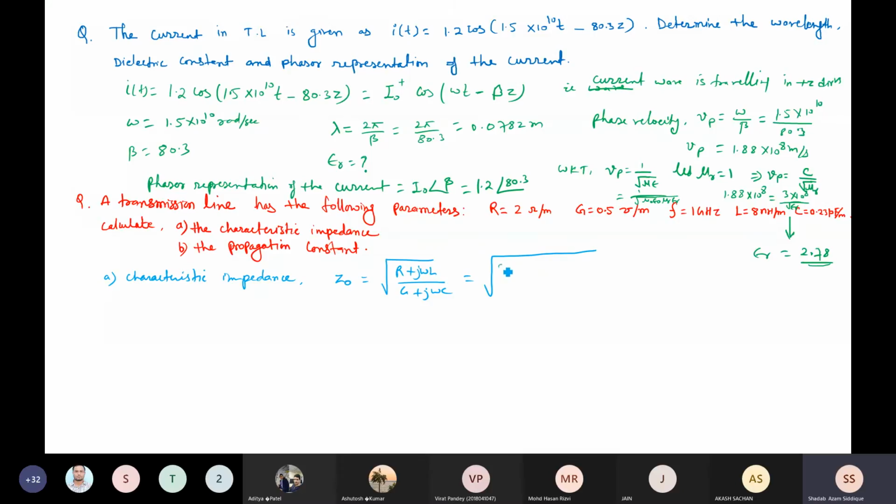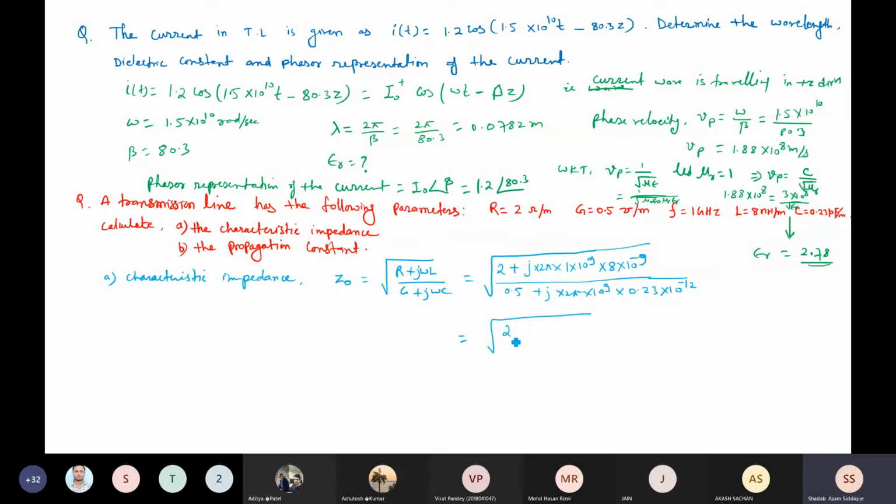So you'll get R is 2 plus j omega, where omega is 2 pi F. 2 pi into F, with F being 1 into 10 to the power 9, and L is 8 nanohenry, 10 to the power minus 9, divided by G, which is 0.5, plus j omega, 2 pi into 10 to the power 9, and C, capacitance, is 0.23 pico, which means 10 to the power minus 12. Just try to find it, and we'll get some value.